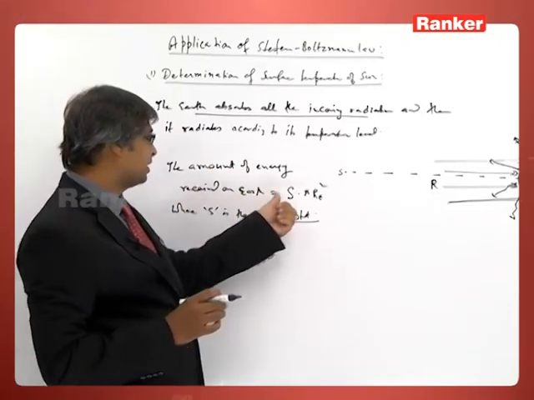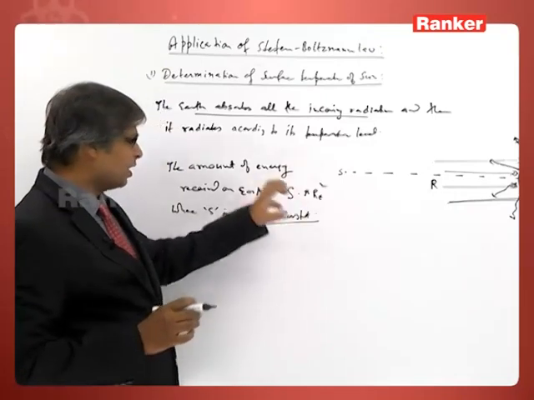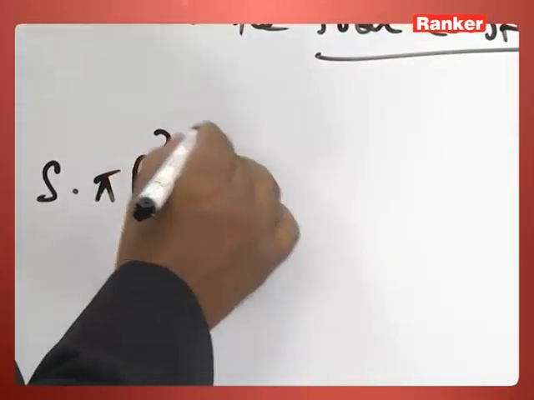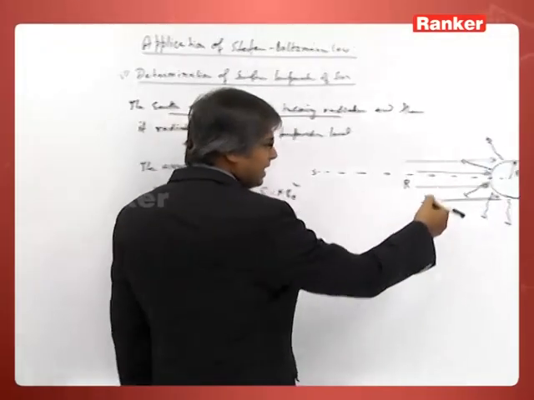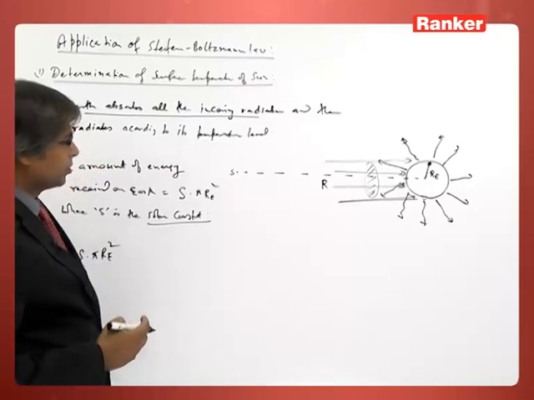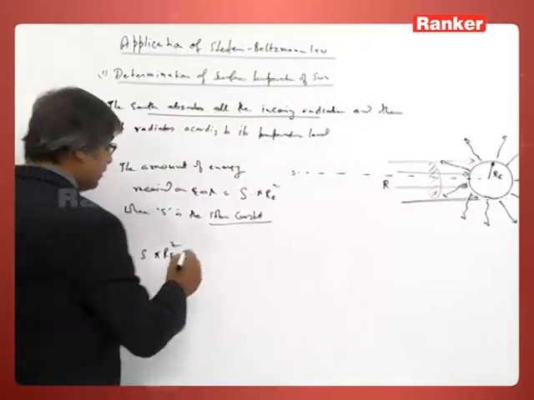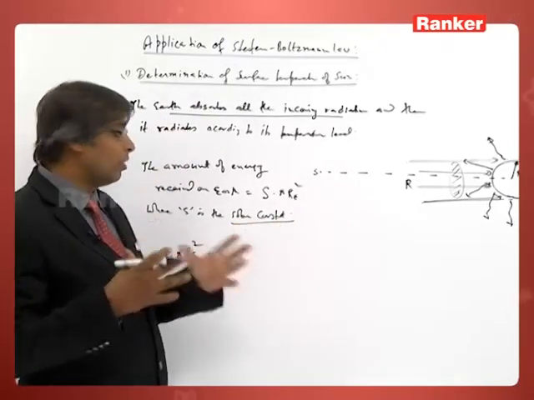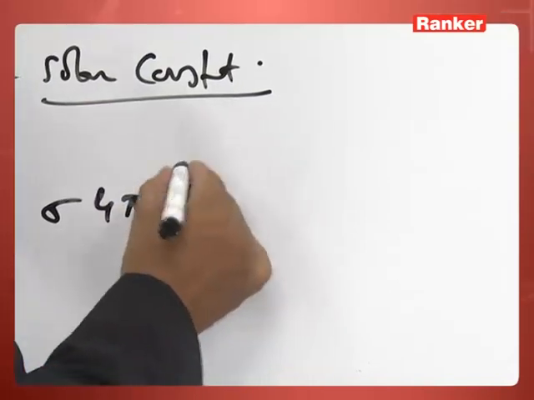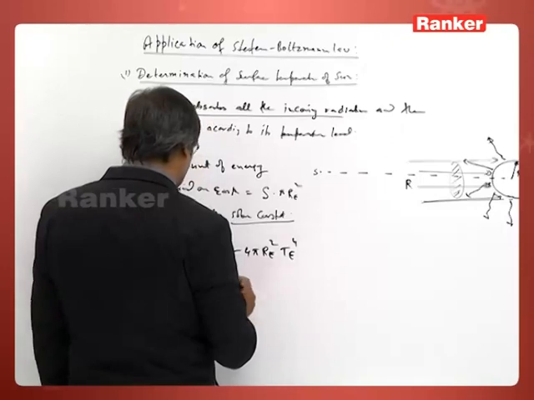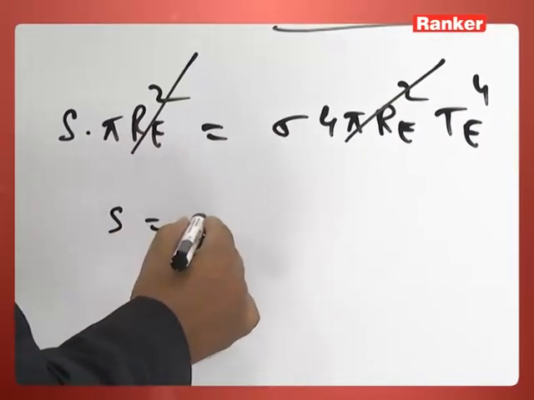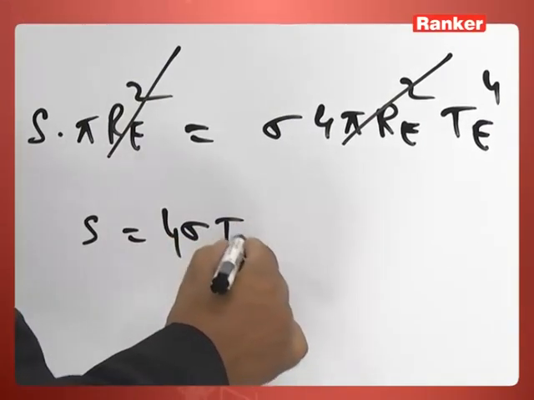So, the total amount of energy received on earth, this is per unit time. So, S into pi Re whole square. You see, pi Re square is the cross sectional area, this is the area which is receiving energy. This whole energy is distributed throughout. We get this energy, but the energy is radiated by earth uniformly in all directions. So, the energy radiated is sigma, area of earth 4 pi radius of earth whole square, into average temperature of earth to the power 4. So, pi Re square cancels, and S is equal to 4 sigma Te to the power 4.